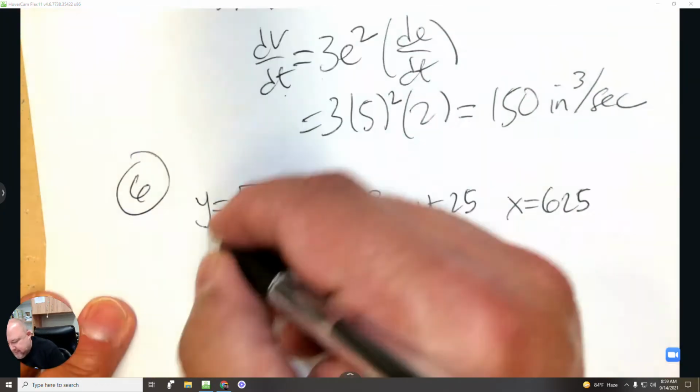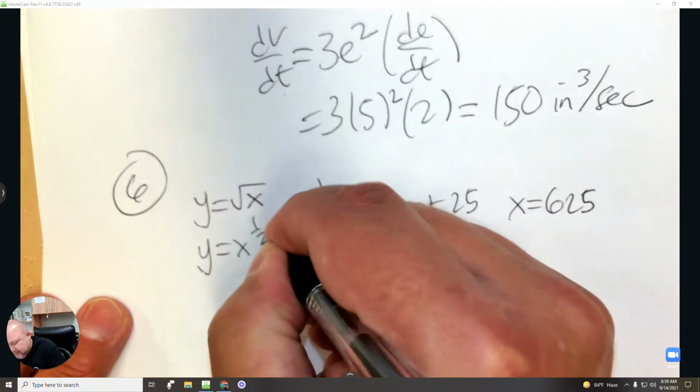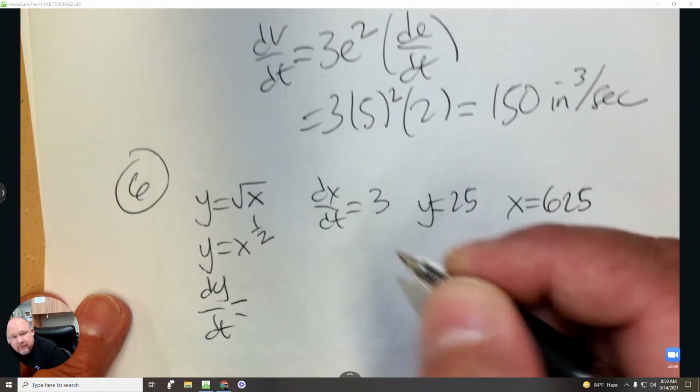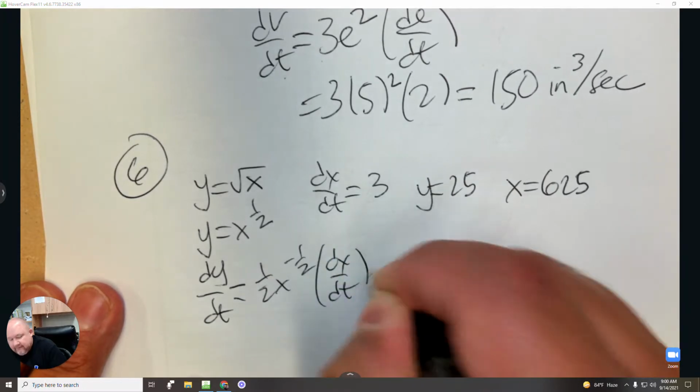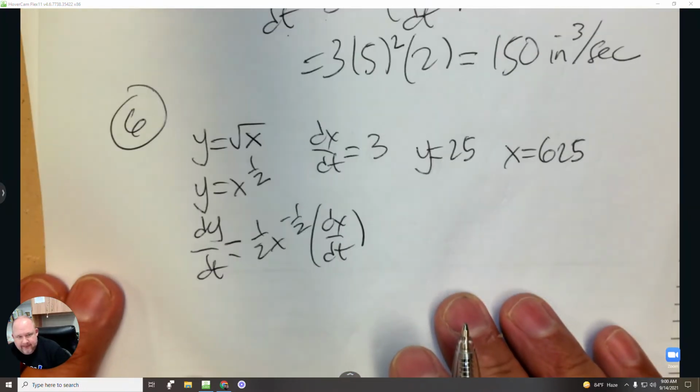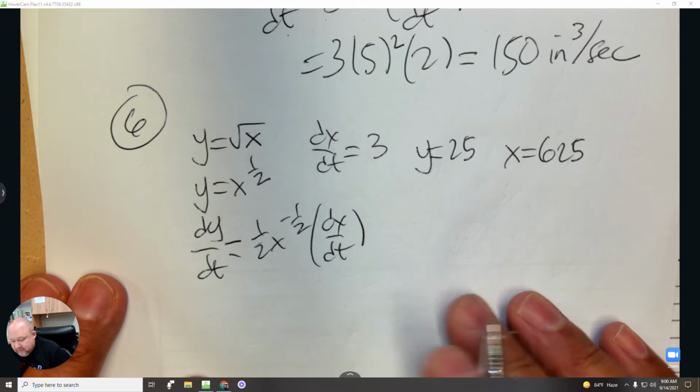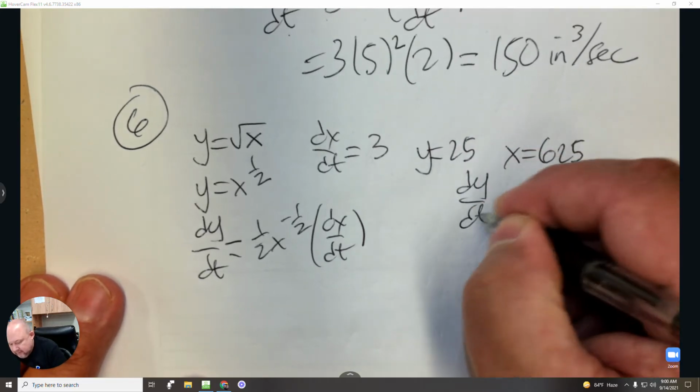And now the derivative. First, rewrite it so it's calculus friendly. Then take the derivative with respect to time. And don't forget the hook. And then the values to plug in. So my goal is to find the rate of change of the y coordinate.